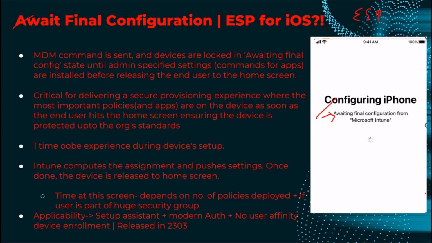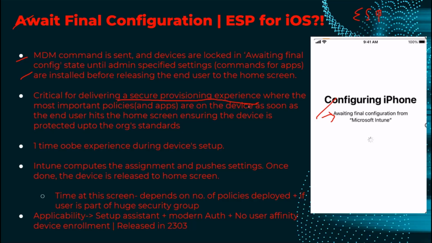So right now the device is checking in with the Intune service. As we can see, the MDM command is sent to the device and the device is locked in the await final configuration state until admin specified settings and commands for apps are installed before the device is released to the end user's home screen. This is important and critical for delivering a secured provisioning experience, because if the device is at the home screen and the important policies have not come down, then that is a security risk, right?